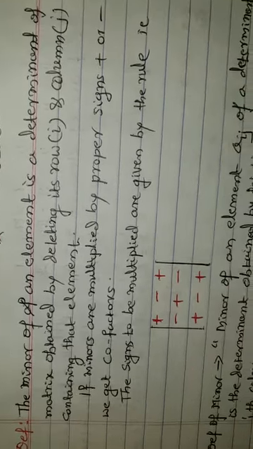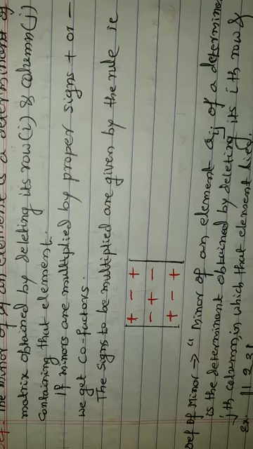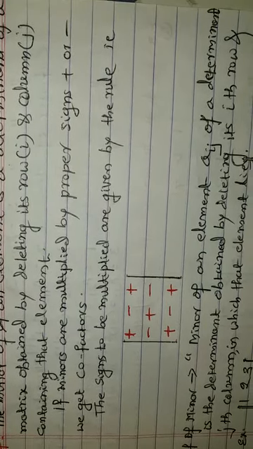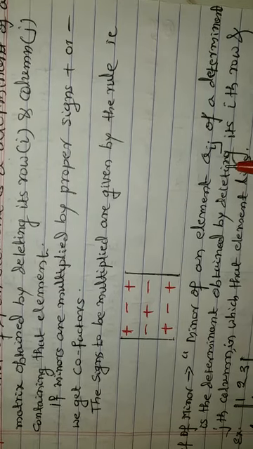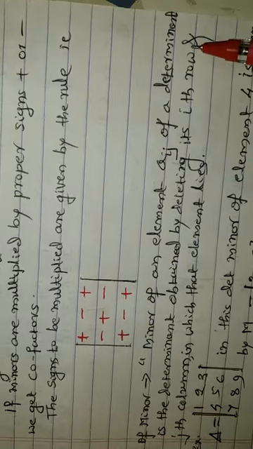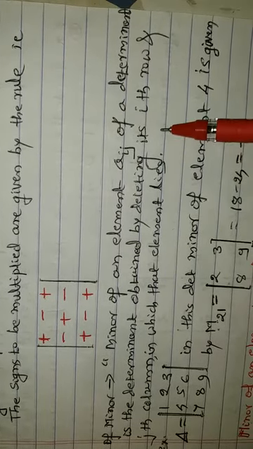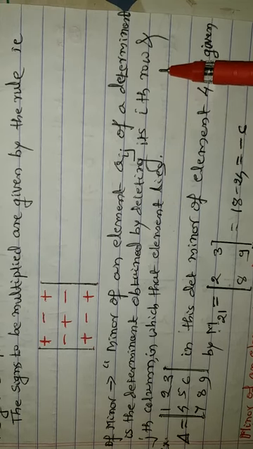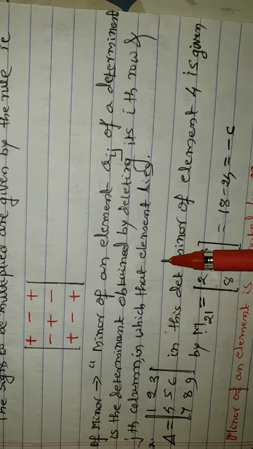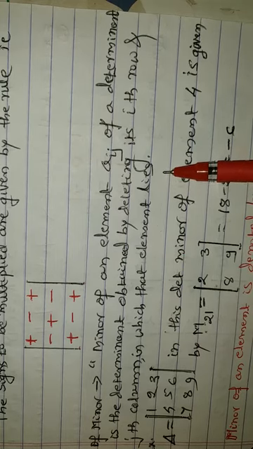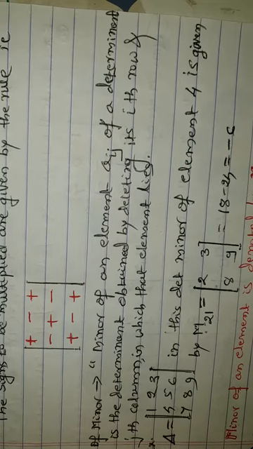In another way, we can define the term minor. Minor of an element a_ij of a determinant is the determinant obtained by deleting its ith row and jth column in which that element lies. This is also the definition of minor.